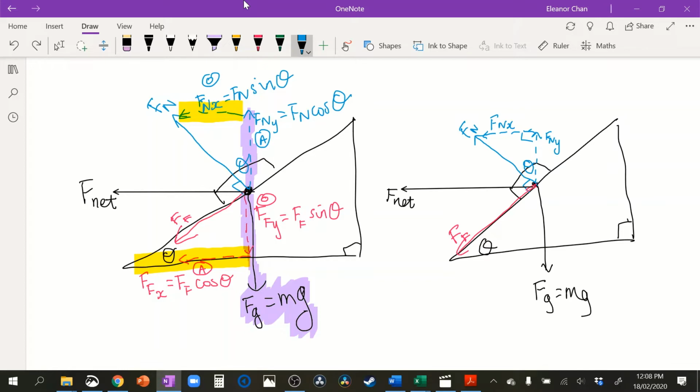So if we know that, go back to the blue triangle. With the blue triangle, the x direction is opposite and the y direction is adjacent. So based on that, if you're using trigonometry, your Fnx will be Fn sine theta, and your Fny is your normal times cosine theta, and that's where it comes from.